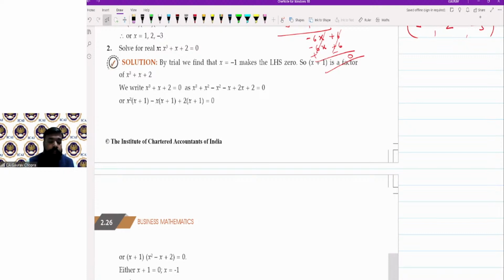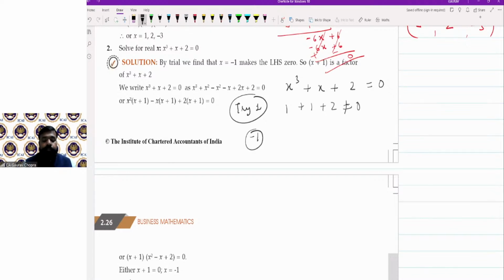So if we try here, x cube plus x plus 2 is equal to 0. Now, if we try 1 again, what will happen? 1 cube is 1 plus 2, it is not equal to 0. Then try minus 1: minus 1 cube, then minus 1 plus 2 equal to 0. So negative 1 becomes negative 2 plus 2 equal to 0. So this time it is satisfying.